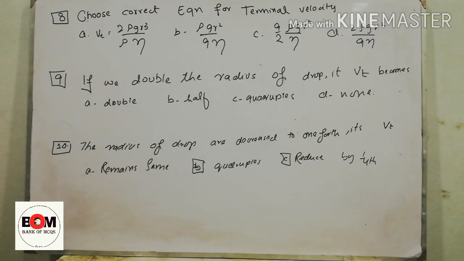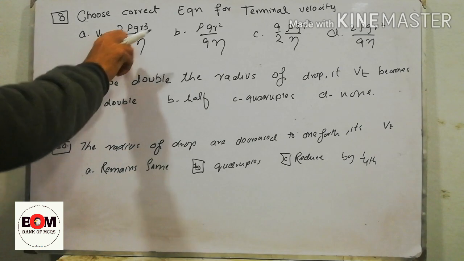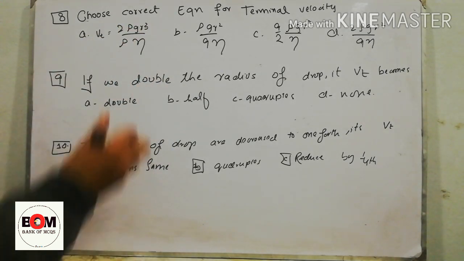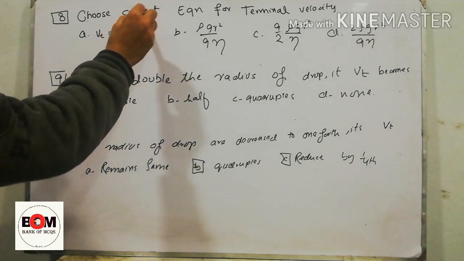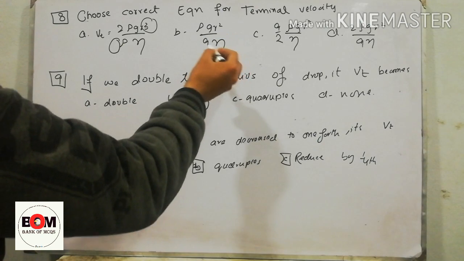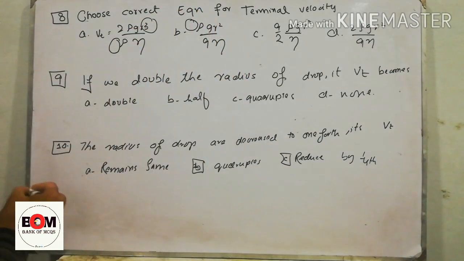Here are MCQs on terminal velocity. MCQ number 8: choose the correct equation for terminal velocity. Option 1, Vt is equal to 2ρgr³ divided by 9η. It's wrong because here there is no 9 and this is r square. Option 2, ρgr² divided by 9η. So here 2 is missing.